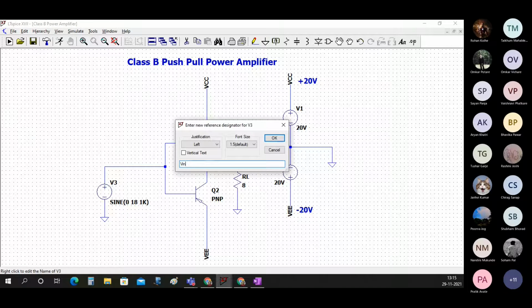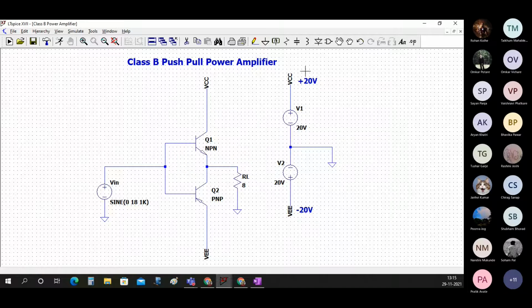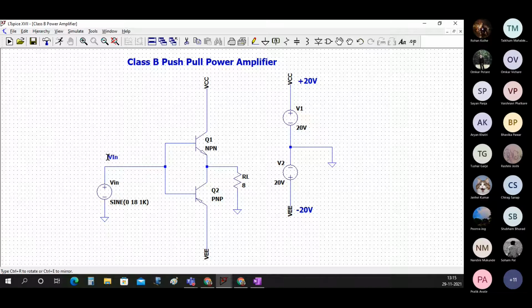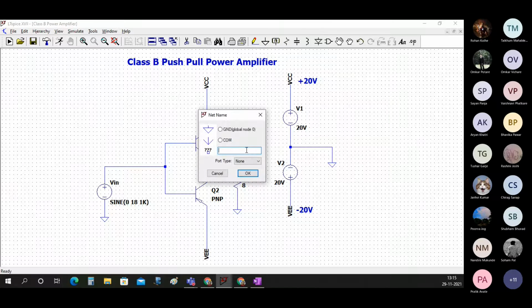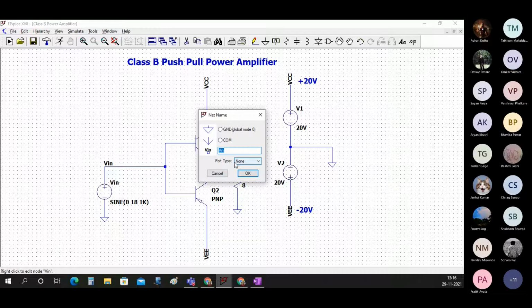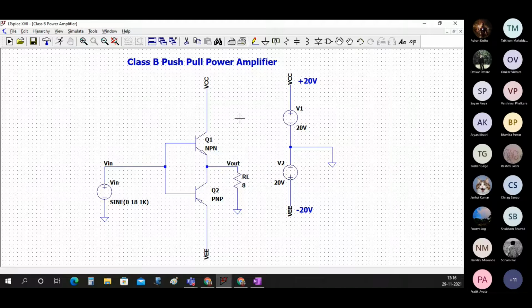Here we have V in, and then you can name two more terminals as V in and V out. So this is V in, this is V out, in this fashion.